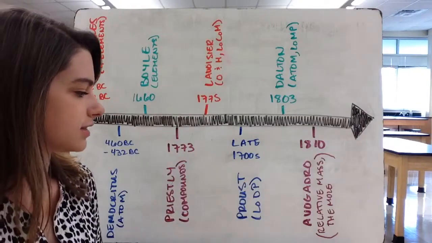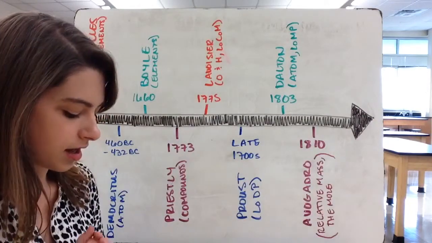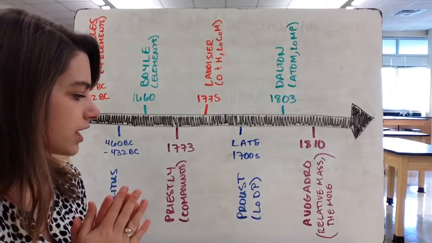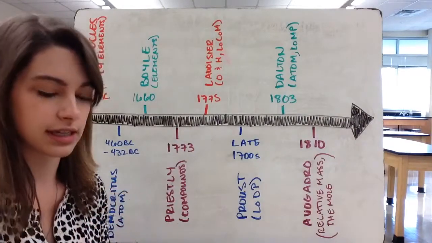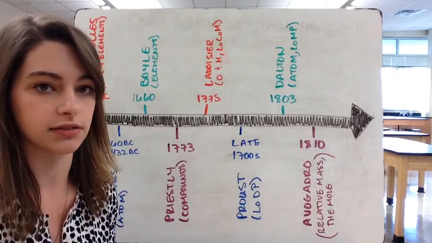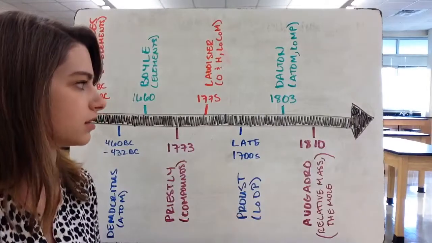Later on in the late 1700s, we meet Joseph Proust, and Proust came up with our law of definite proportions, and he said that reactions happen in defined proportions, and we're going to talk about that law more here in a couple minutes.